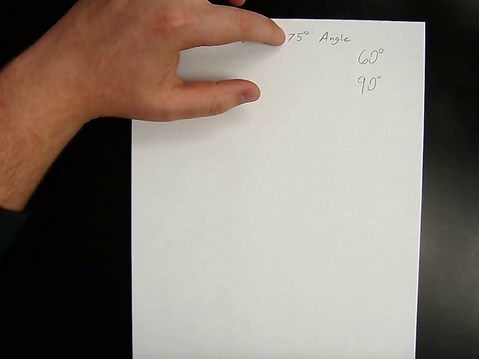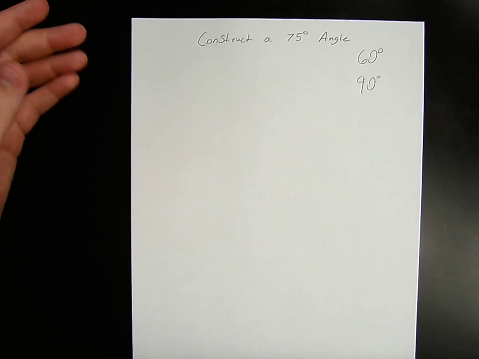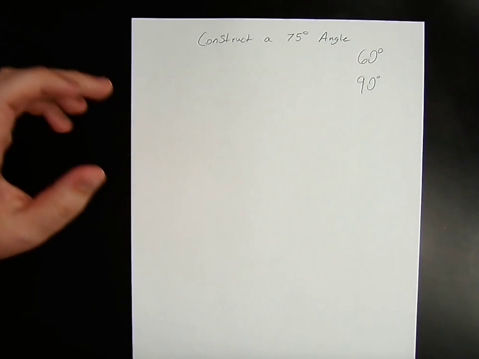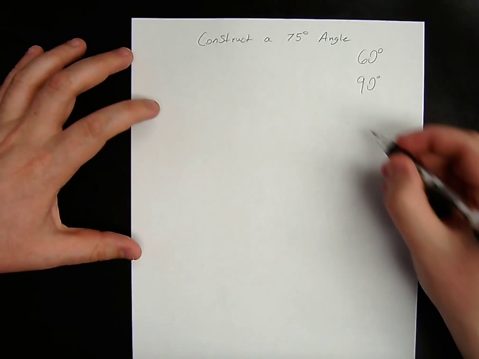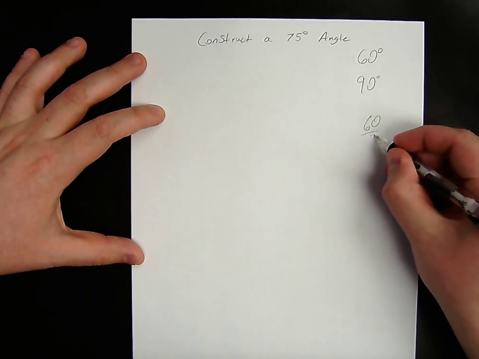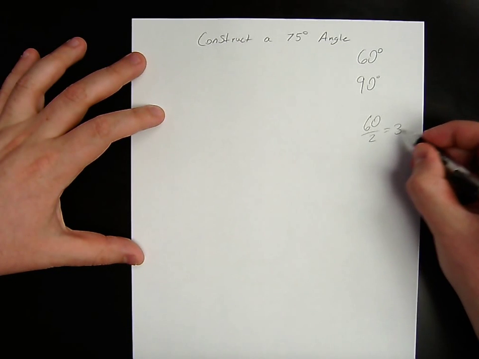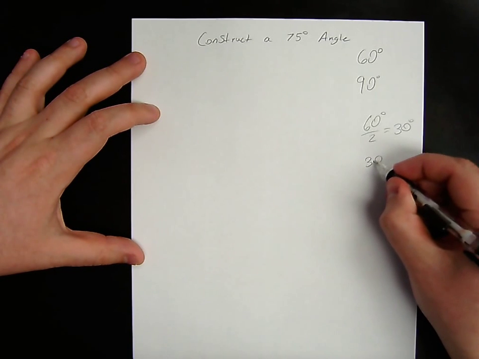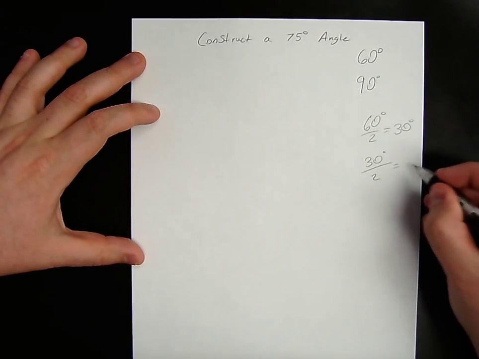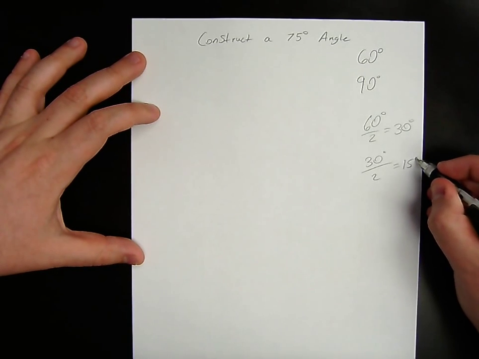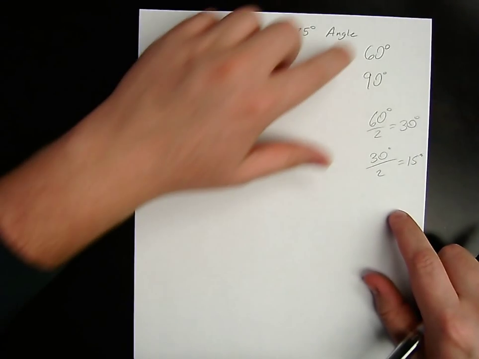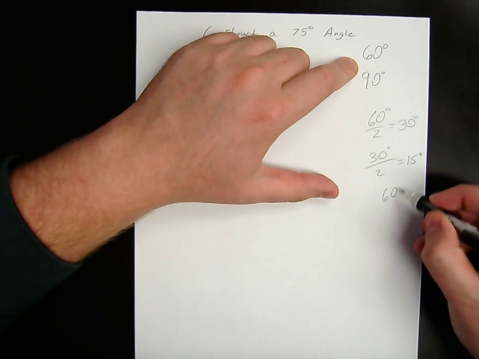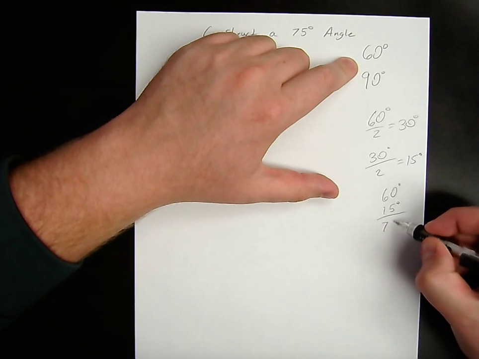But my goal is to get to 75 degrees, so I'm actually going to have to incorporate another construction, and that's going to be bisecting. So I can bisect each of these angles, and so I'll take 60 degrees for example. If I were to bisect 60 degrees, I would get a 30-degree angle. Well, I'm also able to bisect that 30-degree angle, and that will give me a 15-degree angle. Now, hopefully you see that if I take the original 60-degree angle and combine it with the 15, that will give me a 75-degree angle.